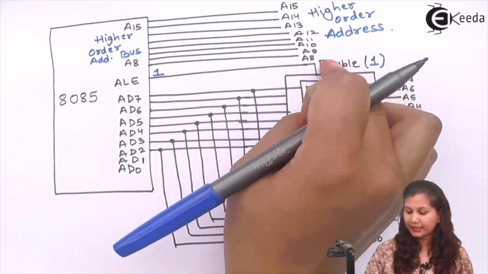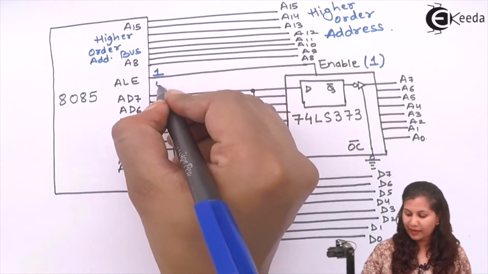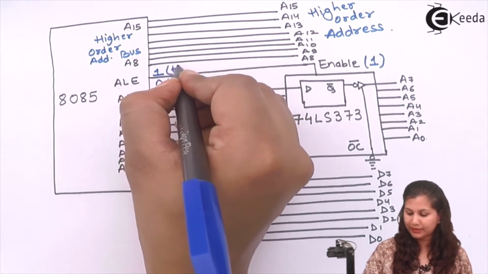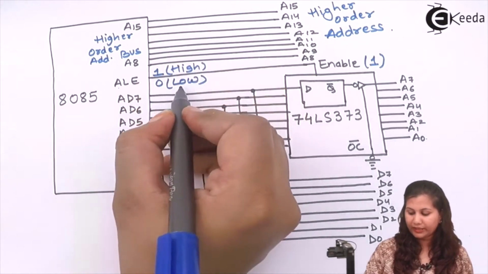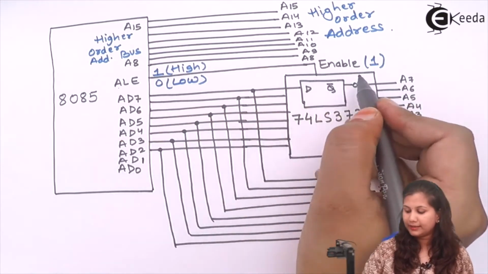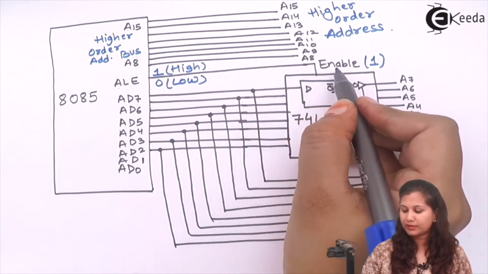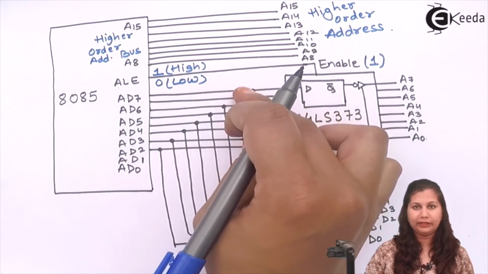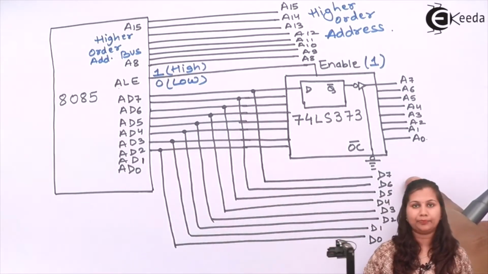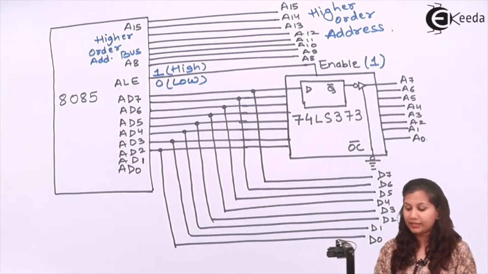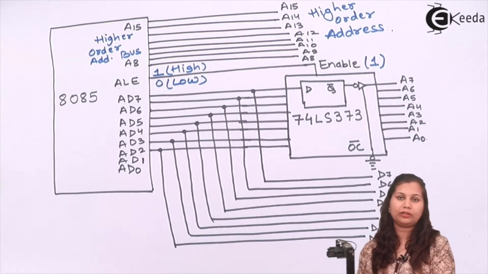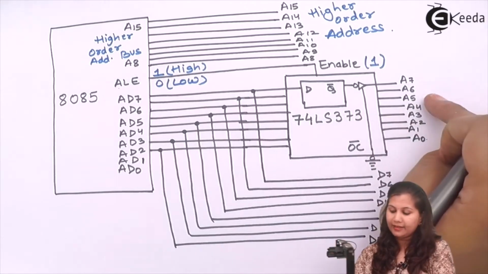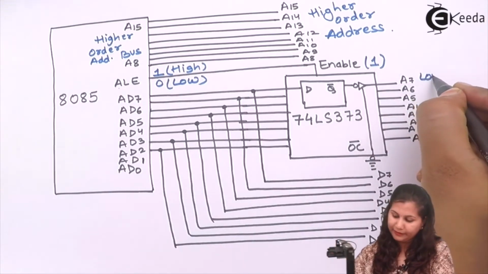And when this enable line is low, that means its value is 0. Low means its value is 0 and high means its value is 1. So when its value is low, 0, this latch will not work because its enable line is low. So whatever input is available here, that is the data. So we have differentiated when address is available and when data is available. When ALE signal is high, then a lower order address is available here.